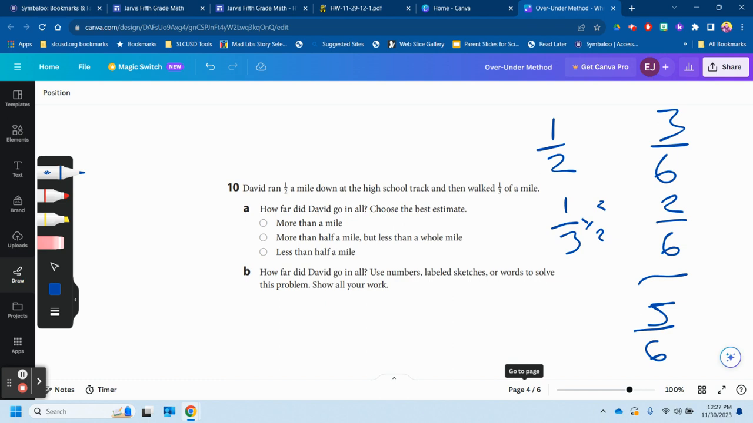So he went less than a whole mile. He didn't go more than a mile, so we can cross that off as less than a mile. He didn't go less than half a mile. So this is our answer. How far did he go in all? 5/6. We just added it. So 5/6 is our answer here.